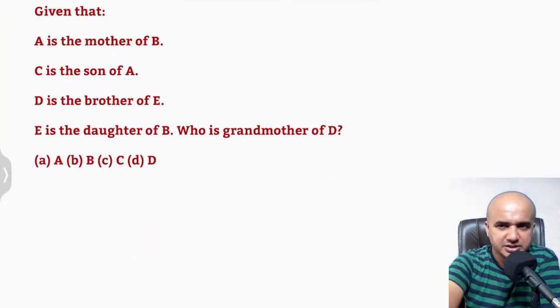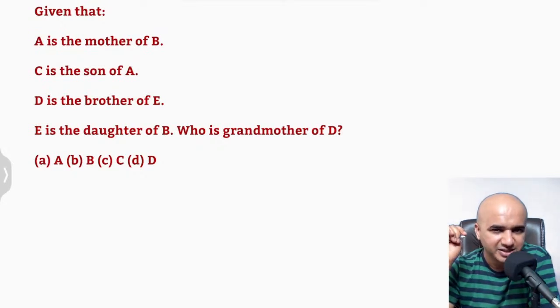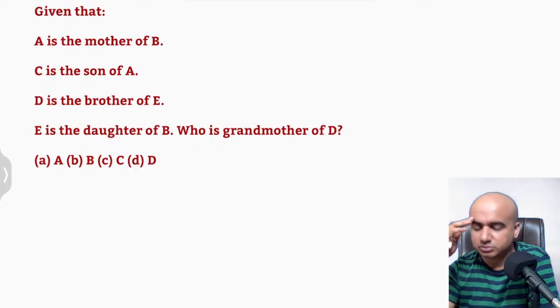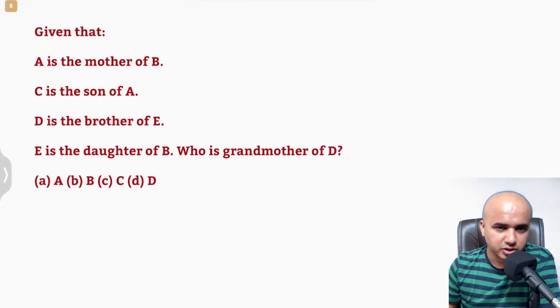Given that A is the mother of B, C is the son of A, D is the brother of E, E is the daughter of B, who is the grandmother of D? Okay. Let's see. What are they saying?